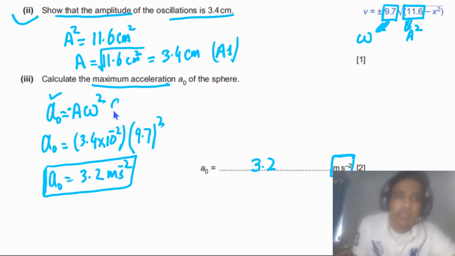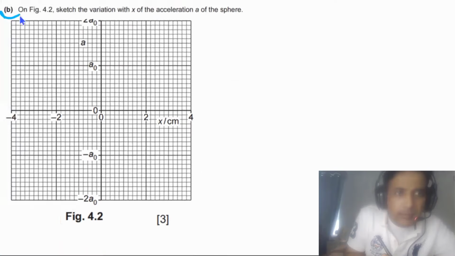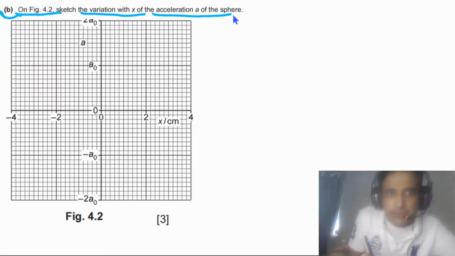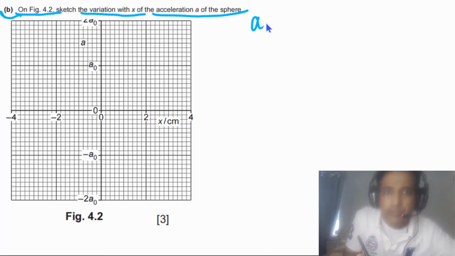The first mark you will get if you have written this equation, and the second mark is the answer mark, and you will get 2 marks if you got the right answer. Part B says on figure 4.2 sketch the variation with x of the acceleration a of the sphere. So first of all we need to understand how a and x are connected with each other. What is the relationship between a and x?